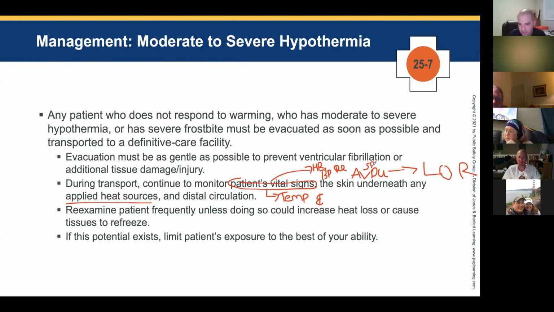Not the one I'm looking for, but somebody has an altered mental status. They're cold. They've been shivering. Capillary refill. Not the one I'm looking for. Sugar. Yes, there we go. Blood sugar. So we want to check their blood glucose measurement. And remember, patients who are altered, who have been cold, shivering, may have lost a lot of sugar, so we want to make sure we replace that. We want to re-examine the patient frequently, unless doing so could increase heat loss or cause tissues to refreeze. If this potential exists, limit their exposure.